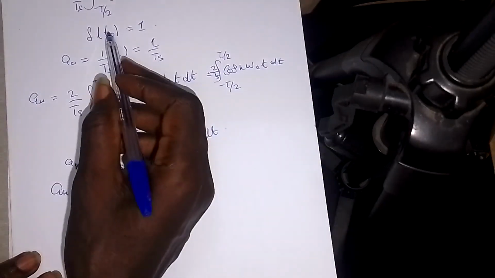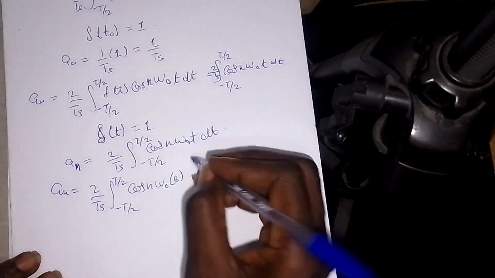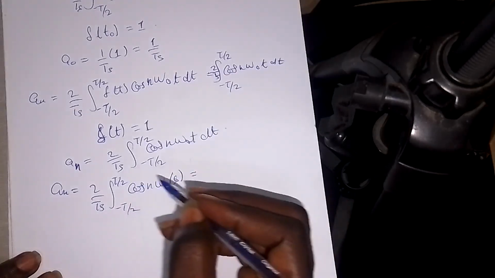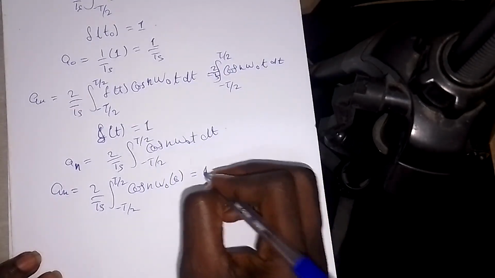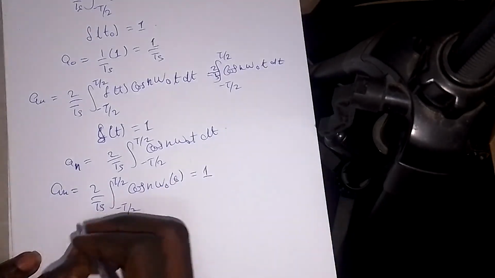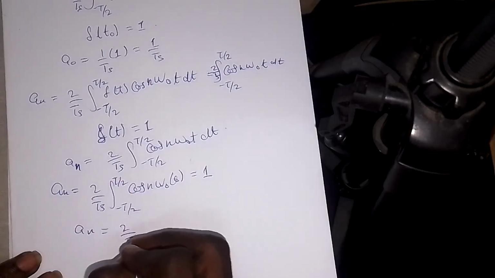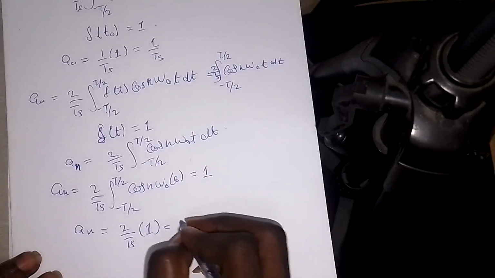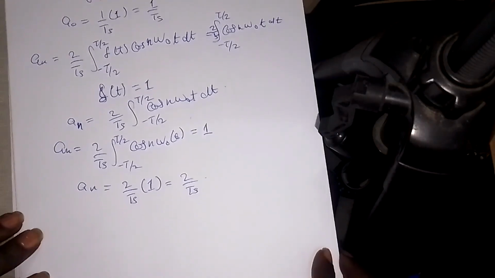Just as here, I made it 0 and I got 1. Here is 0, and what is cos 0? Cos 0 is actually 1. So that means my an is equal to 2 on Ts into 1, which is equal to 2 on Ts. So that will be my an. Now let me go to my bn.